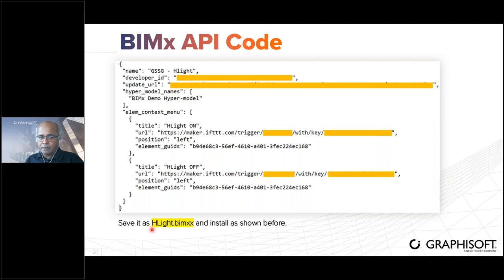Once it is done, save it as BIMx and install it in your device. Now you will have a context menu which can control the light on and off. You don't need to do a lot of coding. You can still connect any IoT device to the BIMx app, so you can do that.